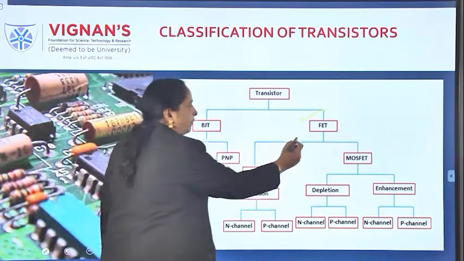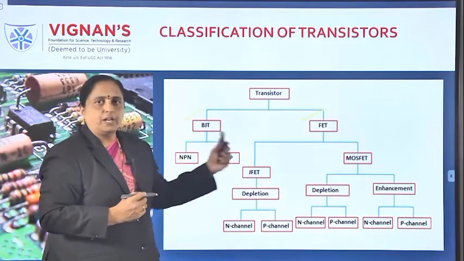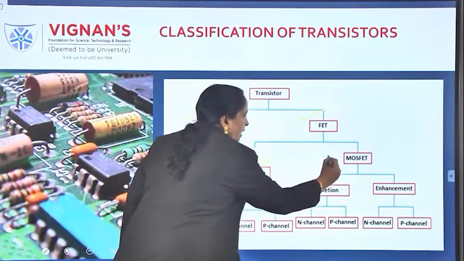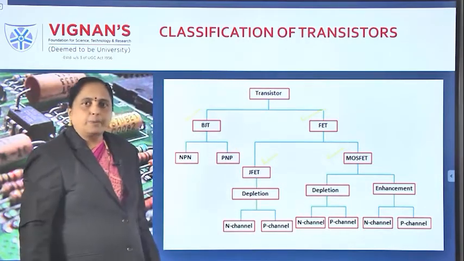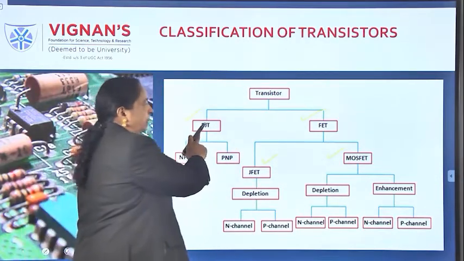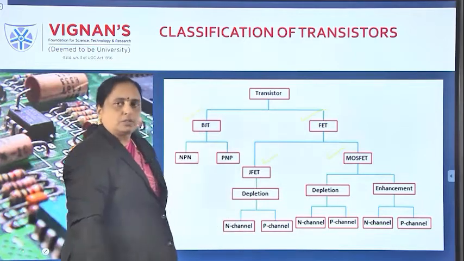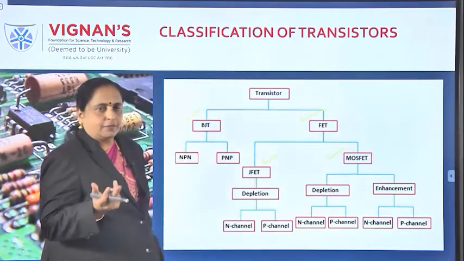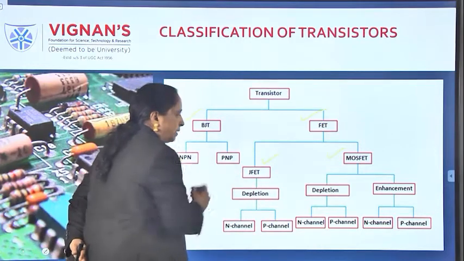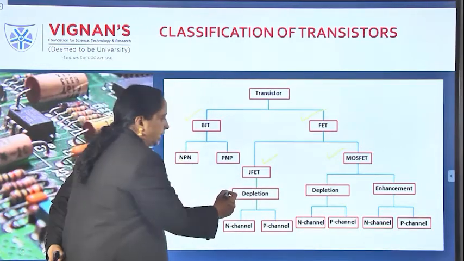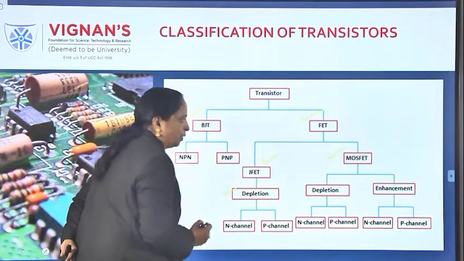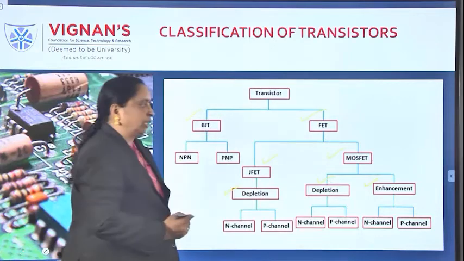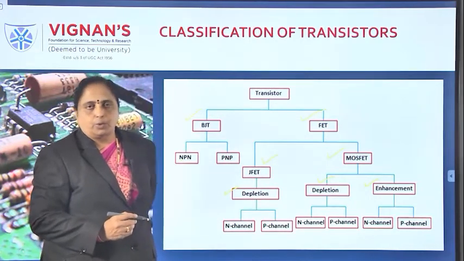Next, coming to the FET, which is a modified version of a BJT, FET is again divided into JFET and MOSFET. As per your syllabus, you have BJT and then MOSFET, because MOSFET is another modified version of JFET. The speciality of JFET is that it can be operated in a depletion mode, whereas MOSFET is an extended version. It can be operated in both depletion and enhancement mode.